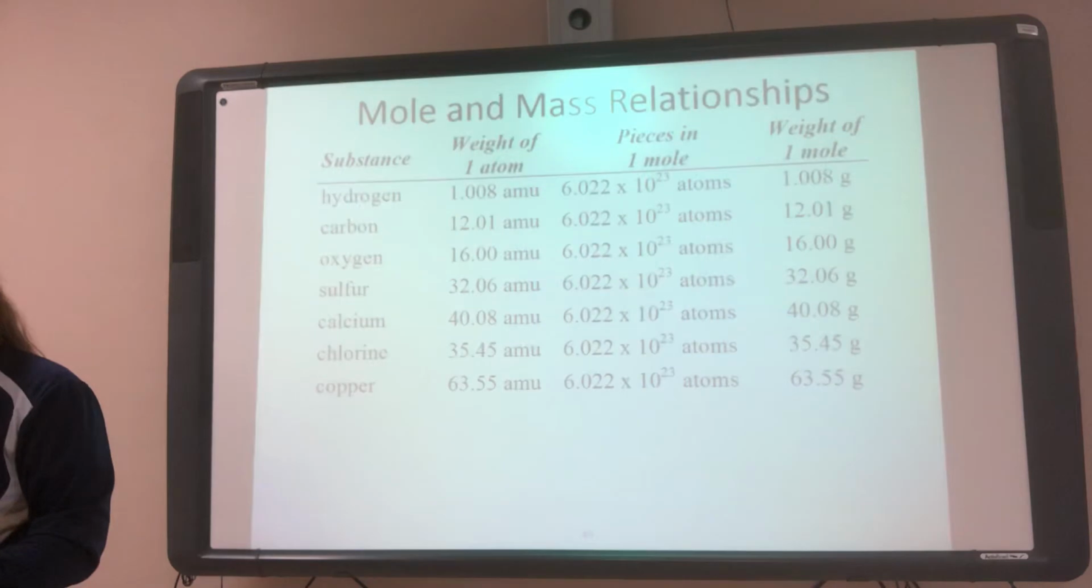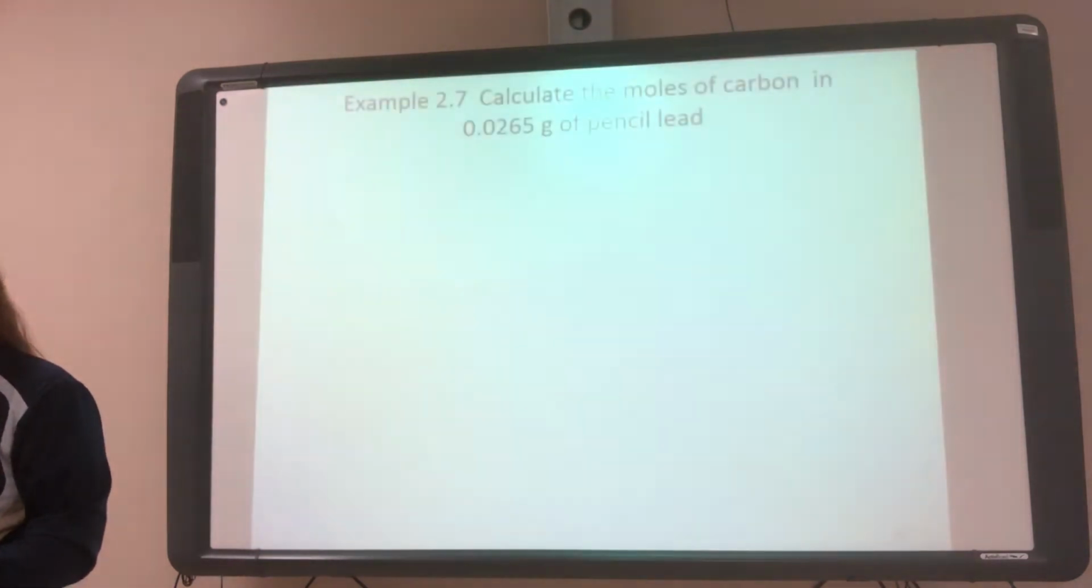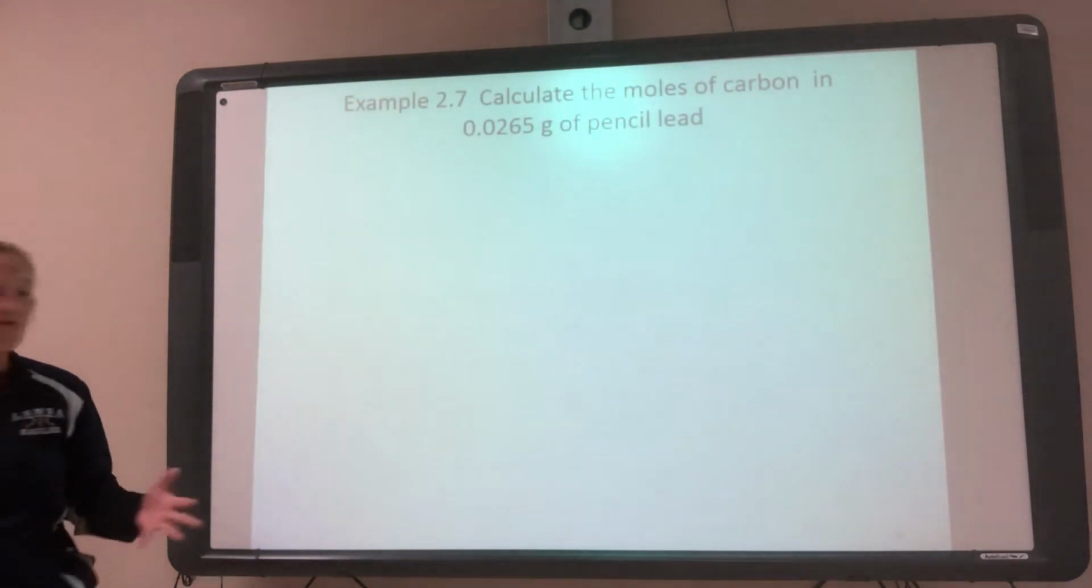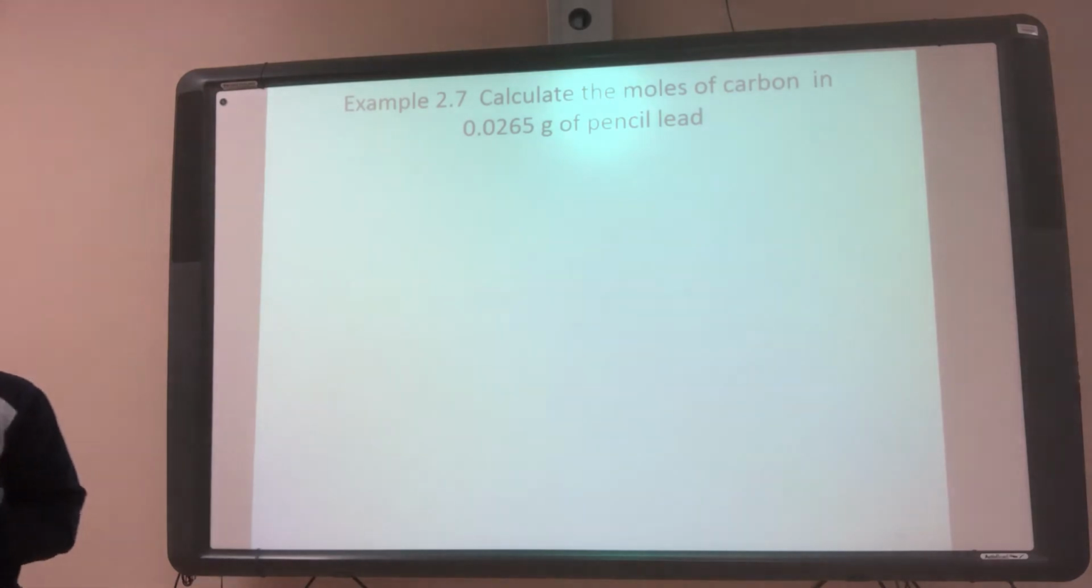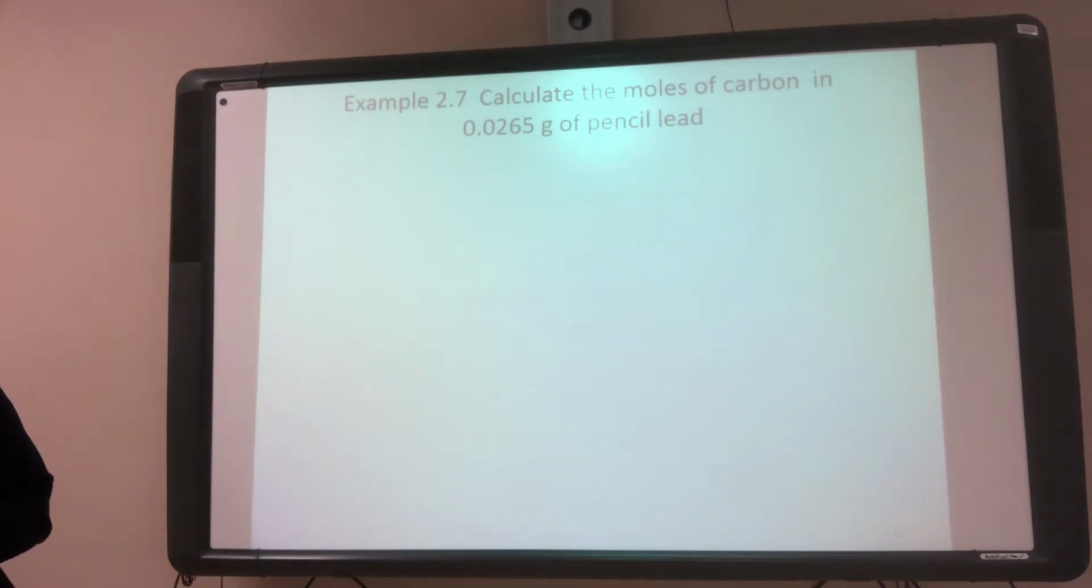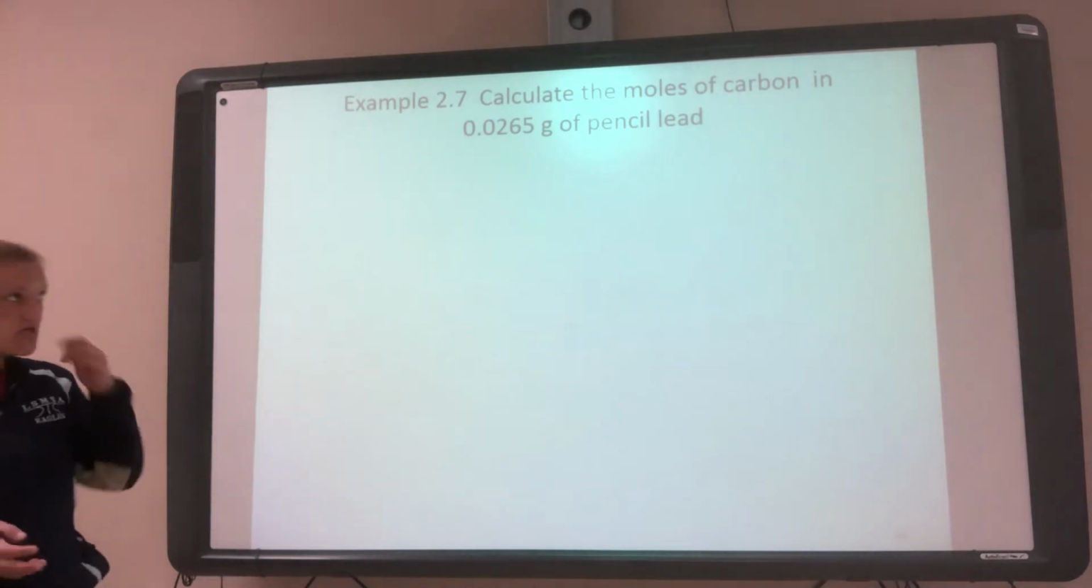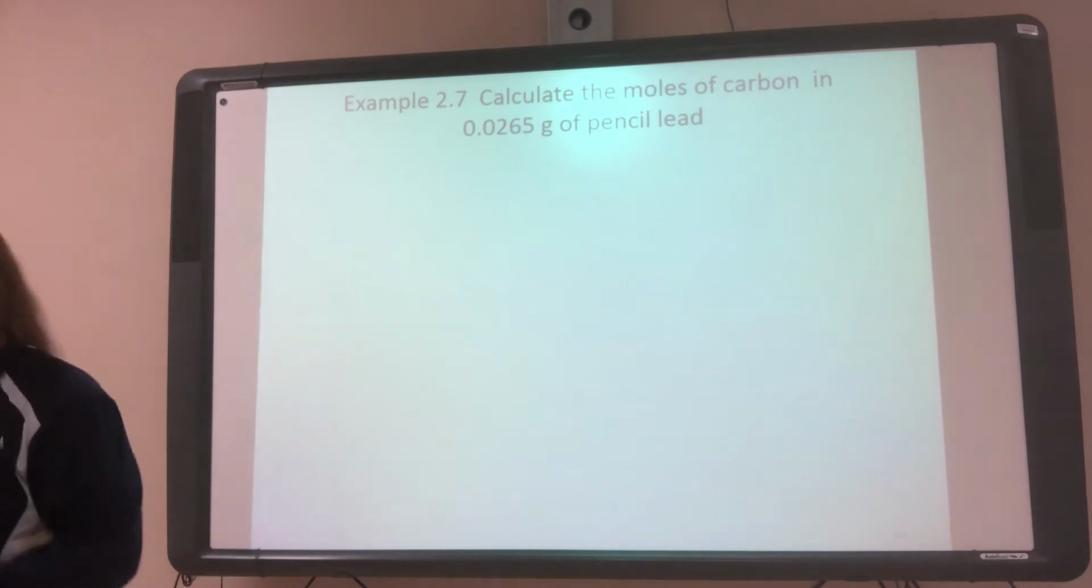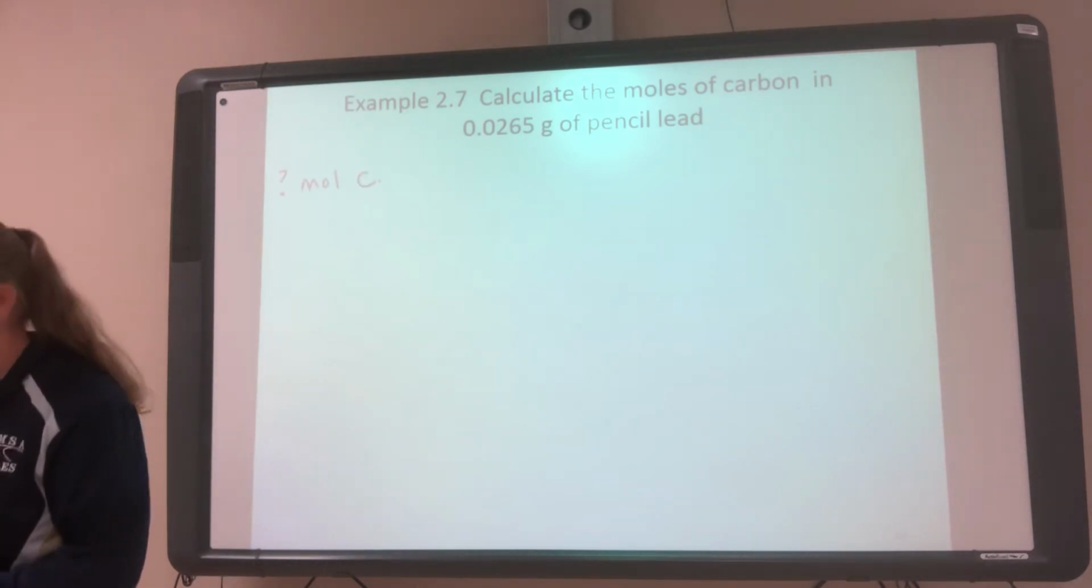All right, so let's do another problem. Okay? And you're going to have plenty of practice with this. So this says calculate the moles of carbon in 0.0265 grams of pencil lead. So let's ask our questions. What am I looking for? Looking for moles of carbon.